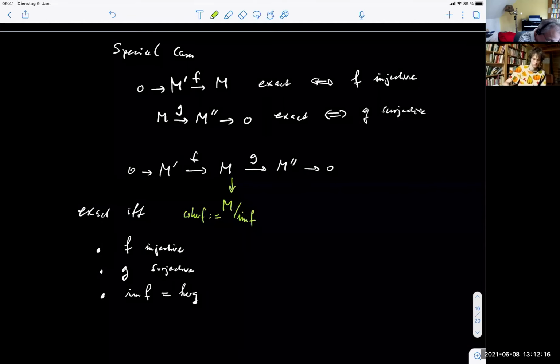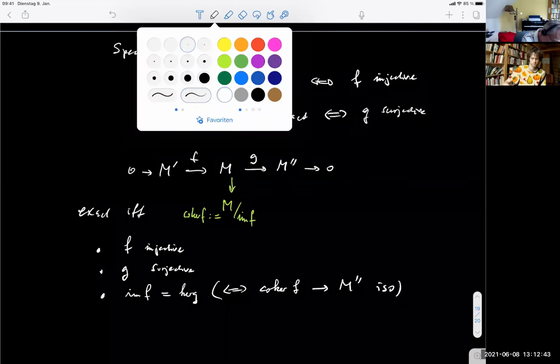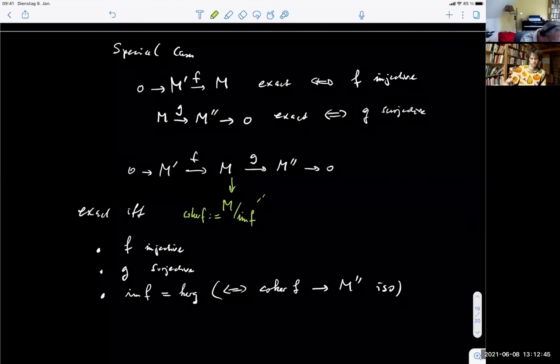Now I claim the exactness at this middle position I can express by saying I have an isomorphism from the co-kernel of F to M2 prime. This is an isomorphism.